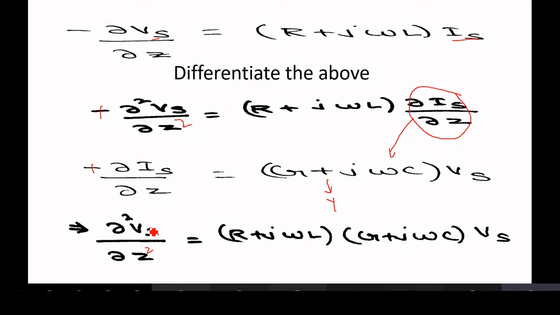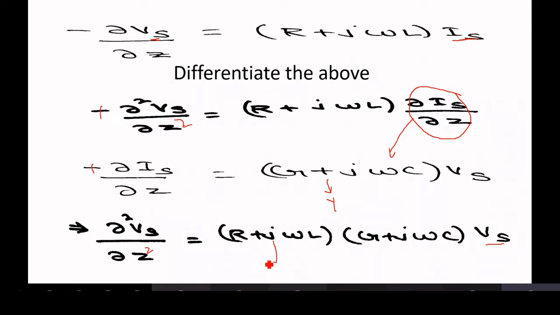Now on both sides of this second order differential equation, both are the same parameter. On the left hand side we have the voltage term, and on the right hand side also we have the voltage term. Whereas in the first order differential equation, on the left hand side we have the voltage term, and on the right hand side we have the current term. In the second order differential equation, both sides are related by the same parameter. That is the difference between the first order and second order differential equations.